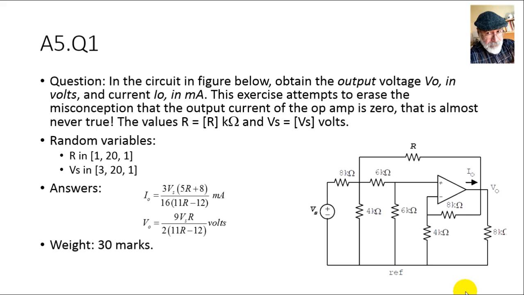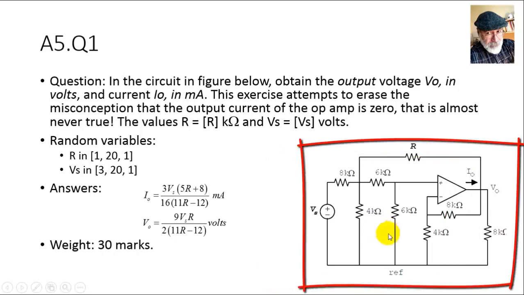The slide or slides of the question all have the identity of the question at the top, like this: assignment 5 dot question 1 in this case. The slide or slides of the question have several parts. First, the question. Second, the random variables. Then the answers, the weight of the question in marks, and the figure or figures for the question.